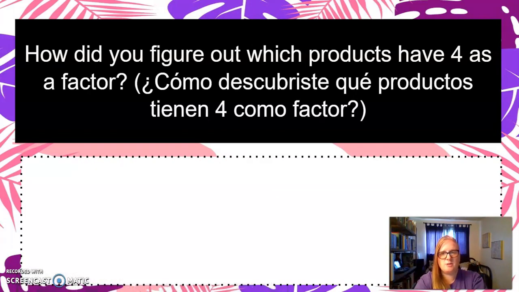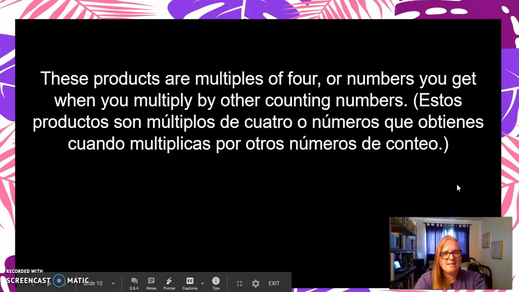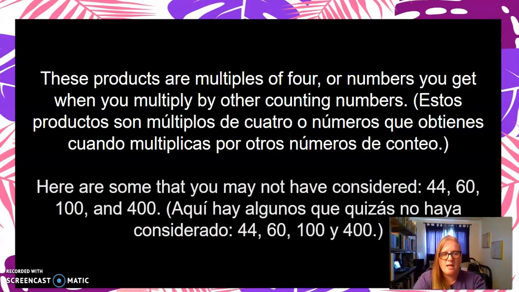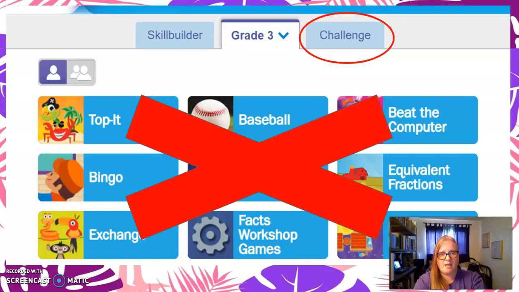How did you figure out which products have 4 as a factor? Tell me how you figured those out. These products are multiples of 4, or numbers you get when you multiply by other counting numbers. Here are some that you may not have considered: 44, 60, 100, and 400. It will be important to know the products or answers of multiplication facts with the factors 2 through 10 as you play a game called Factor Bingo.